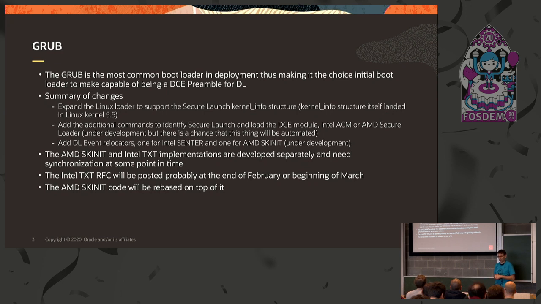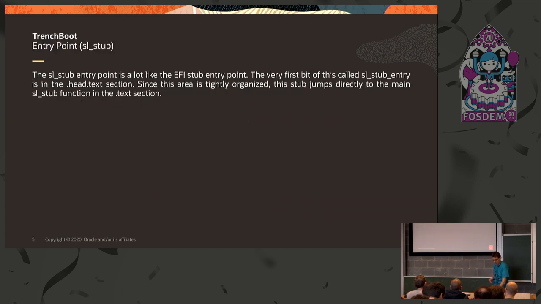I think that at the turn of February and March, I have to admit that I was able to run the ACM just before FOSDEM, so I hope that I'm pretty close to having the Intel TXT environment running at the beginning of February. And AMD SKINIT will be revised based on my Intel TXT developments, because we feel that much of the code will be common for AMD and Intel TXT.